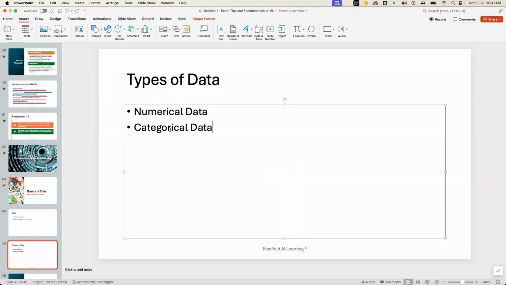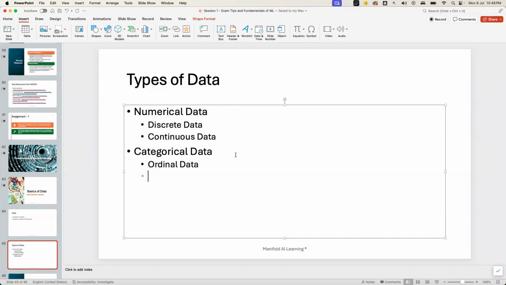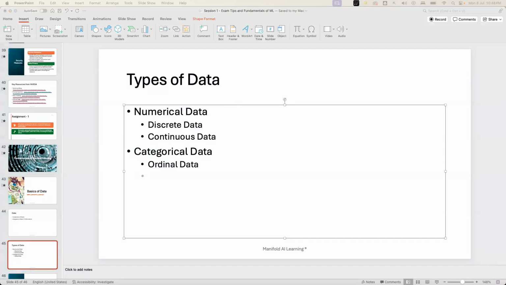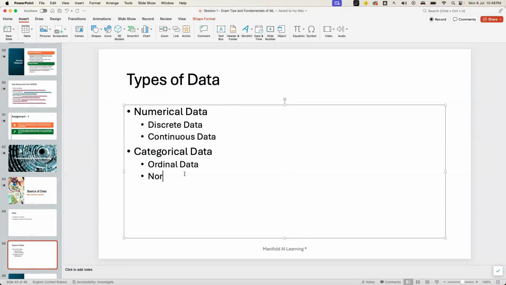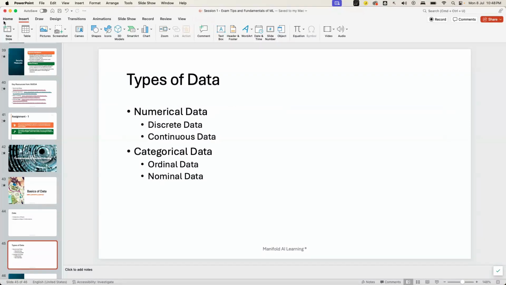Under numerical data, we can further categorize it into discrete data, and the other one we call continuous data. Under categorical data, we have ordinal data, and the other one, let me just confirm for you guys, is nominal data. So it's ordinal data and nominal data. This is how we categorize the data.